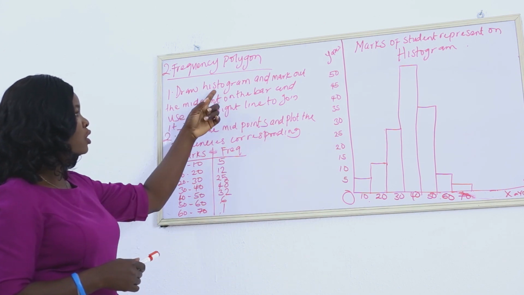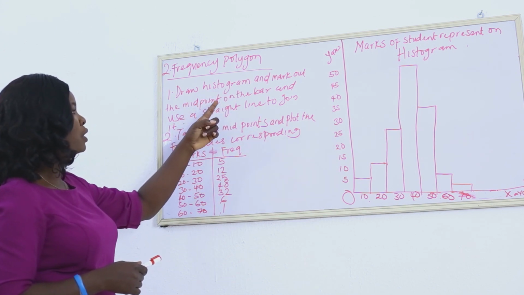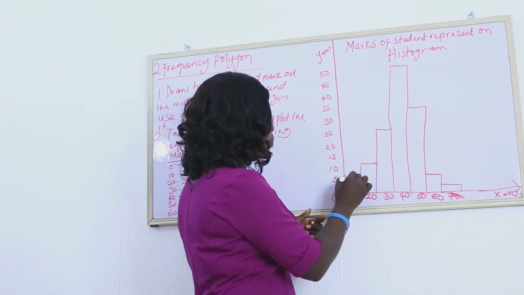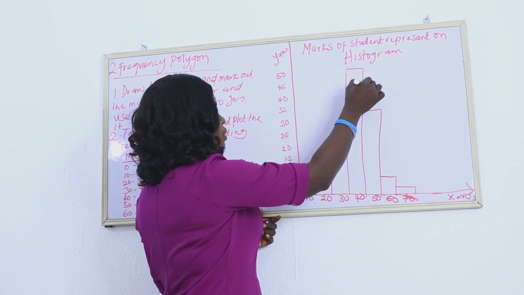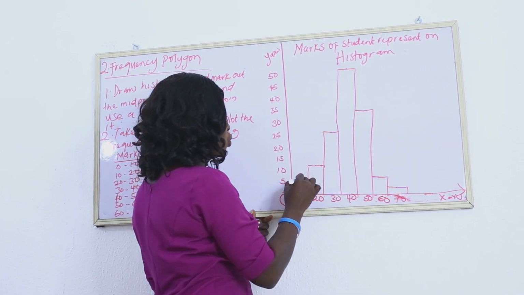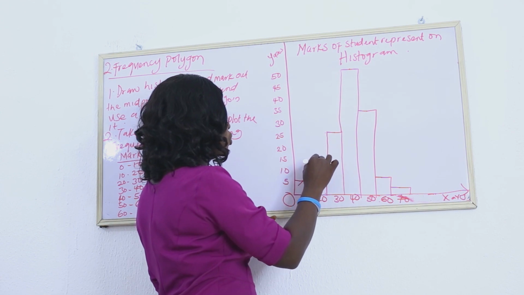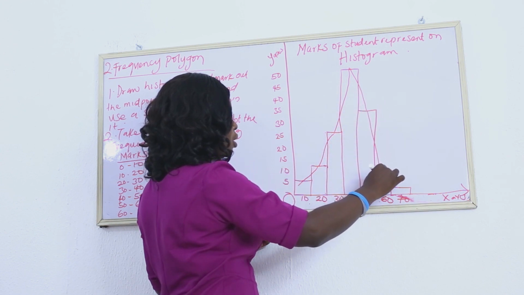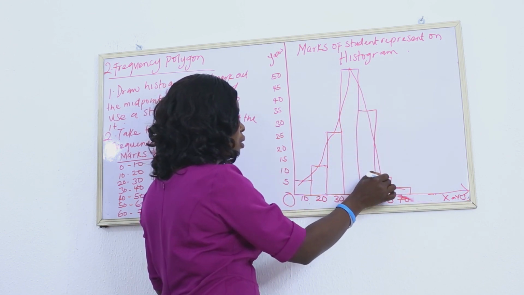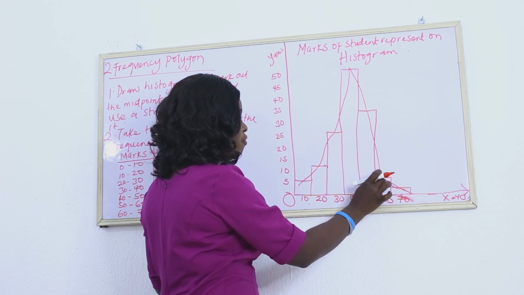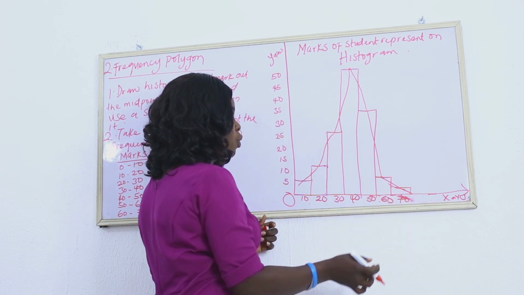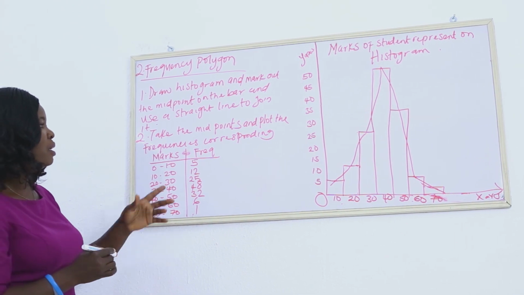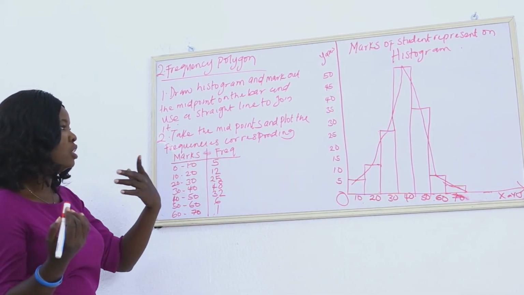The first one says draw a histogram, mark out the midpoint on the bars and use a straight line to join them. So these are the midpoints. I want to join all these points with a straight line. This is what is called a frequency polygon. If we use the second method too, we'll still get the same thing. It means take the midpoint and plot the frequency corresponding to each of the points.